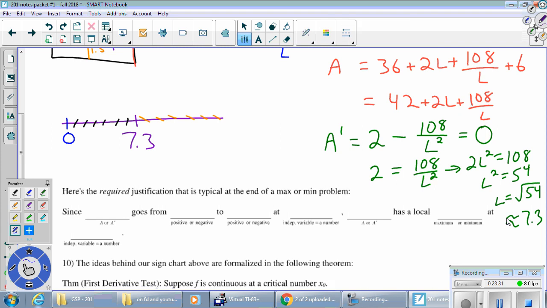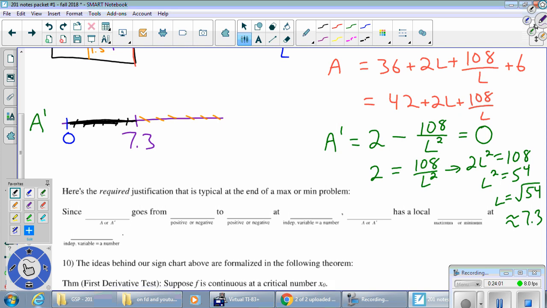Which one gave rise to this 7.3? This 7.3 came out of a calculation involving the derivative, not the original, right? There's nothing in here that said 7.3. It was this thing equal to 0, which got the 7.3. So we are going to plug numbers into the derivative. We're going to label this number line with A prime. Okay, so we're taking this thing and we're going to plug in a number in between 0 and 7.3. So we're picking a number in here right now.